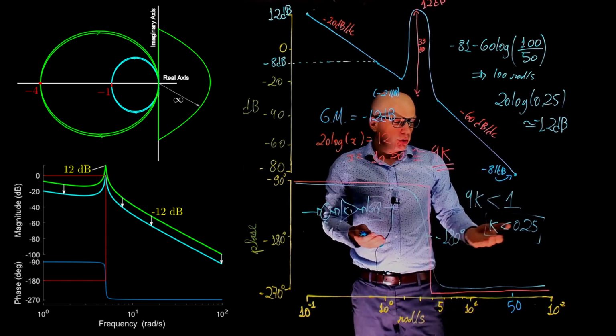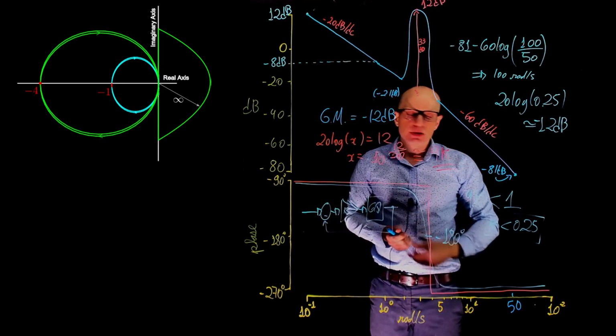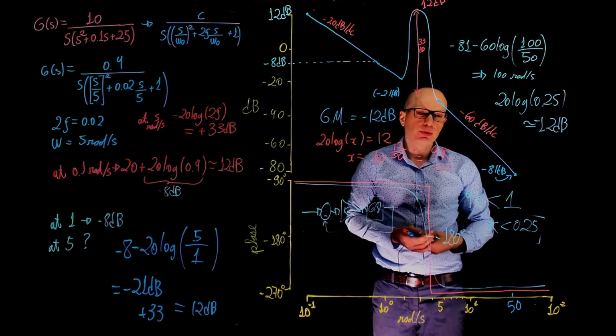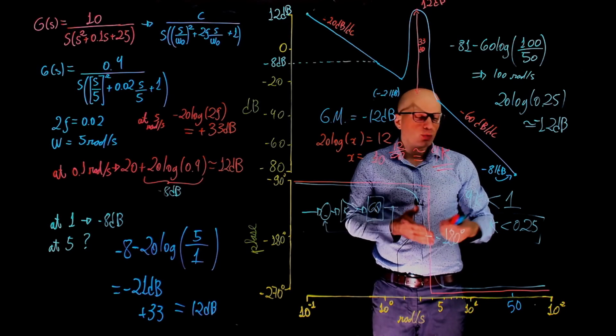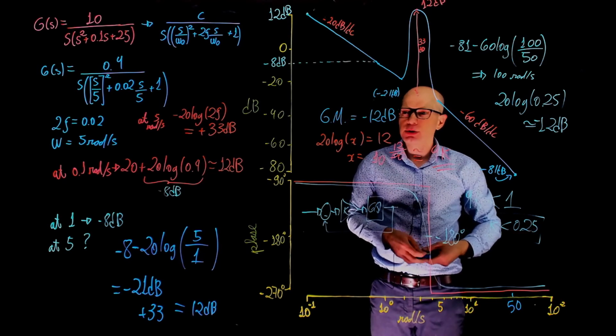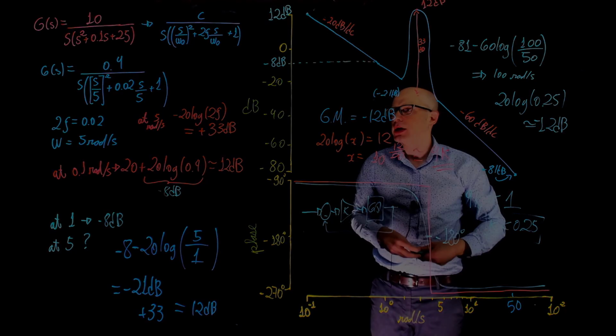So this is our conclusion here. To make the system closed loop stable, we need k to be less than 0.25. Should we back this up with Routh Hurwitz? Well, this analysis is pretty solid, but just for fun, let's do that.